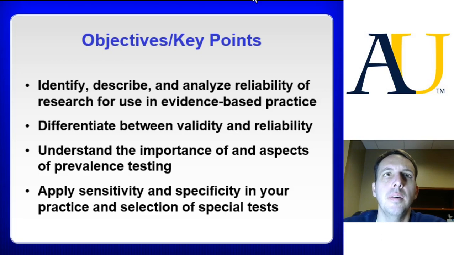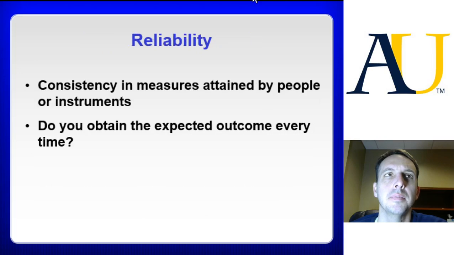So objectives for today: basically understand a little bit about reliability and the reasons behind it, as well as get into the differences between validity and reliability, introduce prevalence testing, and then specifically talk a little bit about sensitivity, specificity, and how these can be used clinically in more diagnostic type approaches to evaluation of literature.